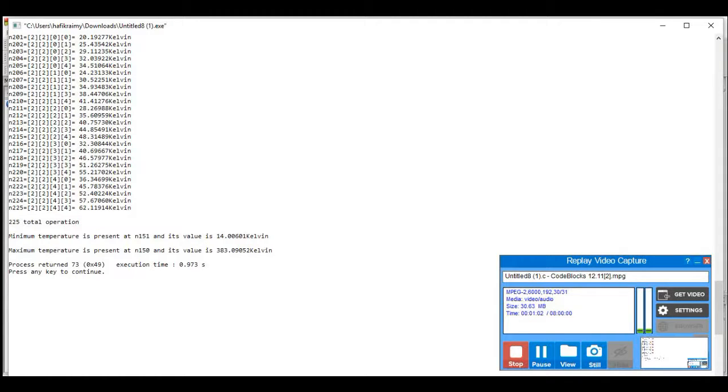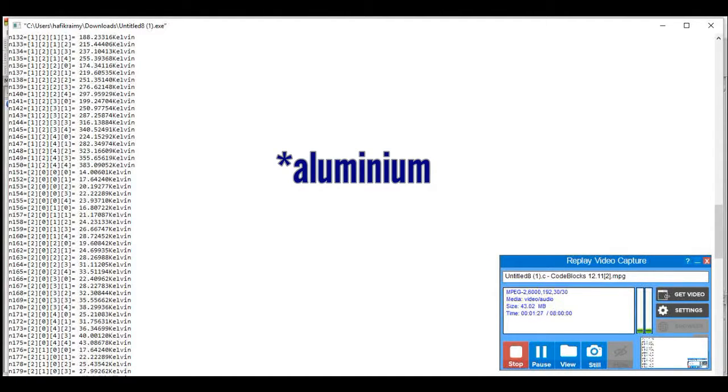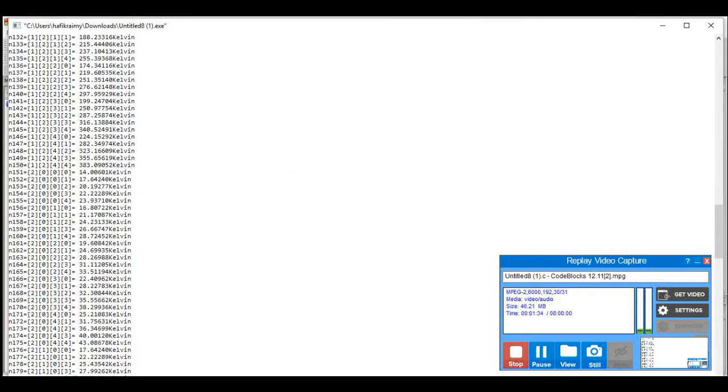So the minimum temperature is present at N151 and its value is 14 Kelvin, which means that we need to look up N1, the 151's value of delta T, which is located here. And as you can see, this 2 is the material, for material copper. So the minimum is located at material copper. 000 is velocity 0, the thickness 0, and also the energy is 0.